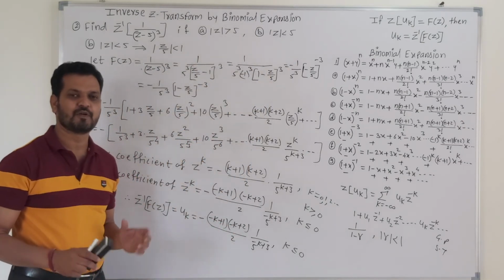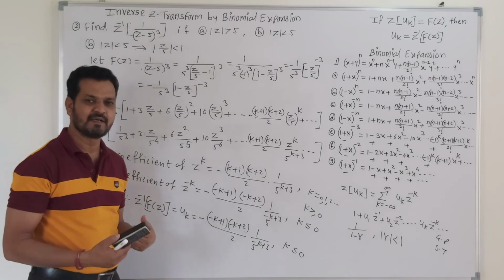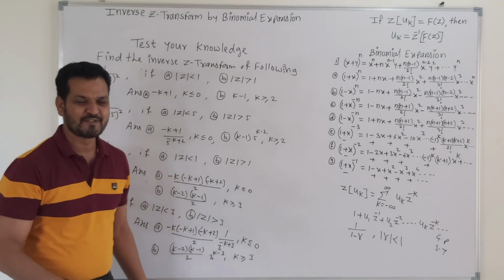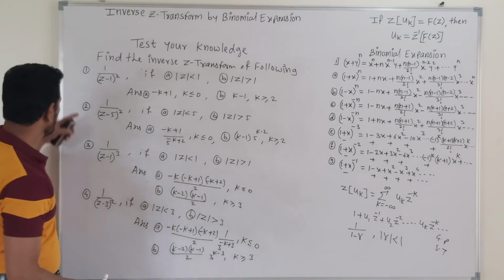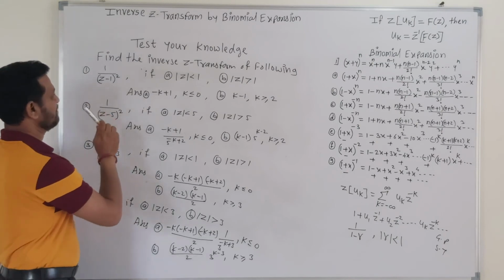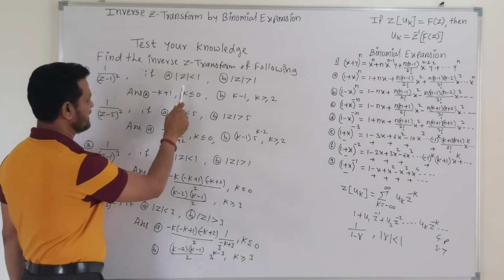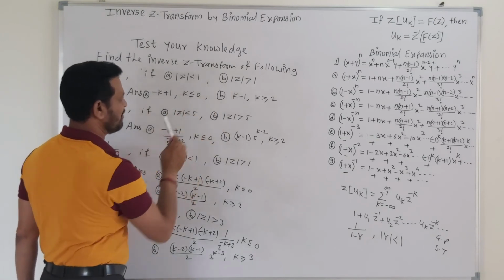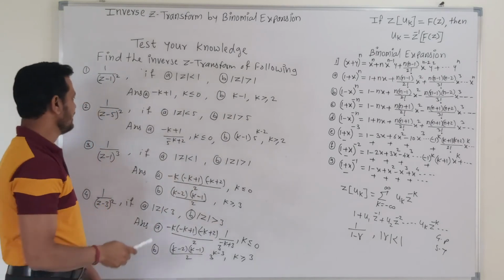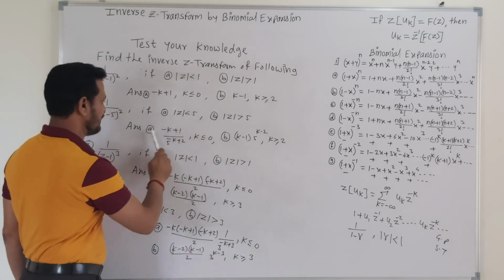After solving these two important examples, I hope your concept is clear. Now let's take some examples for your practice purpose. So friends, for testing your knowledge, a total of 4 examples are given. So first example is that 1 upon z minus 1 its square, region of convergence is mod of z is less than 1 and mod of z is greater than 1. So this is the answer of first, this is the answer of second. Now next is 1 upon z minus 5 its square, this is the region of convergence and this is the answer.